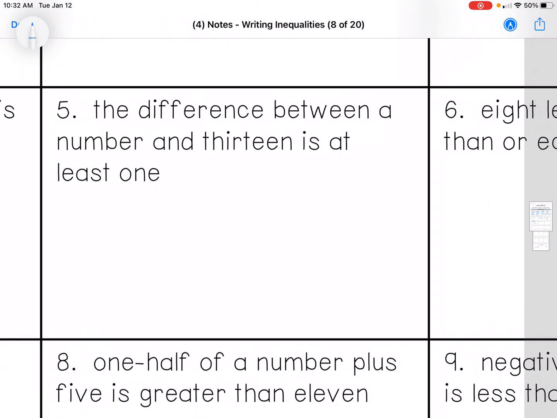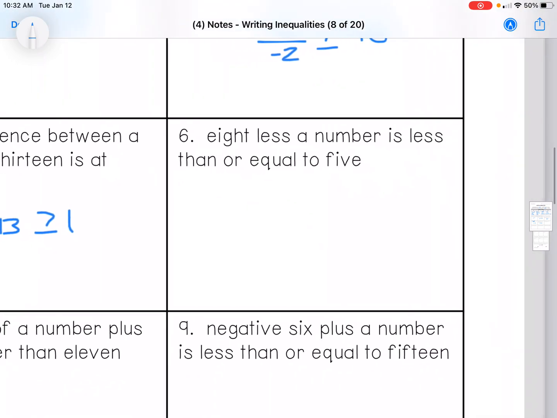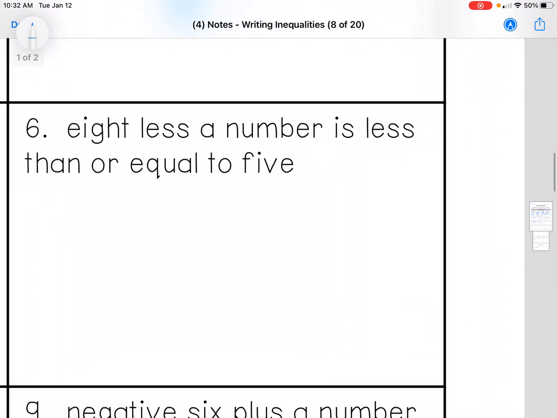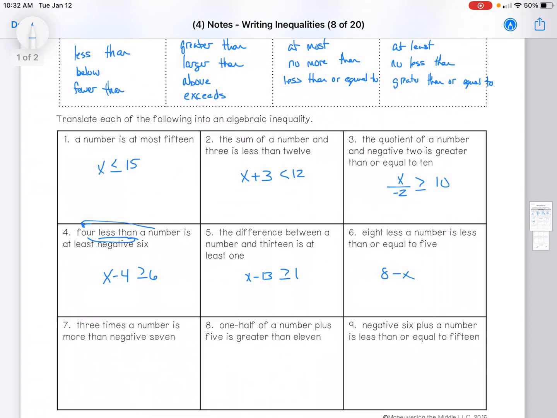Number 5. The difference, between, subtract. The difference between a number and 13 is at least 1. Okay, same sign as we just did, at least, so I'm not going to scroll up to the top. Okay, number 6, 8 less a number. So 8 less means subtract, so 8 minus x.